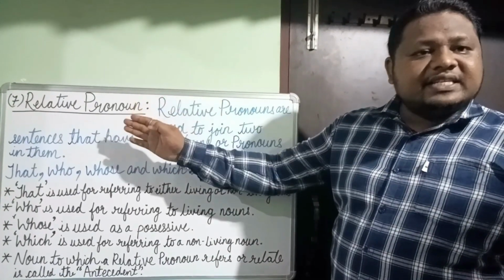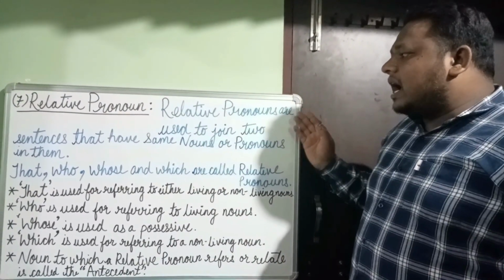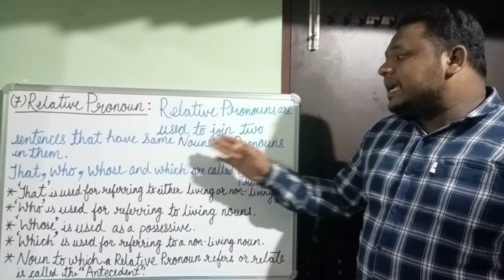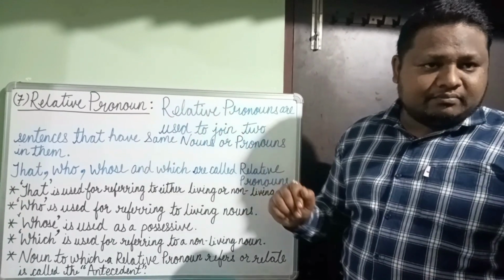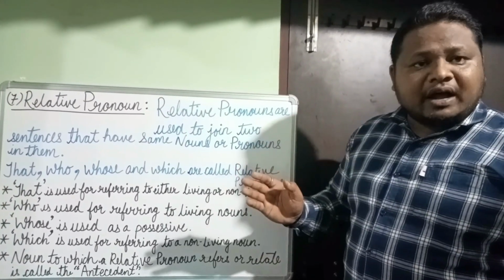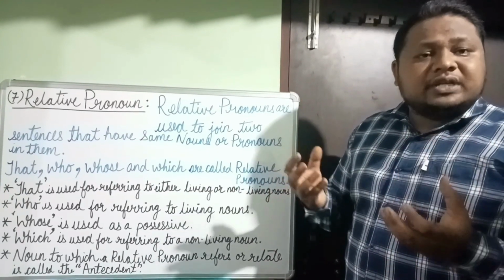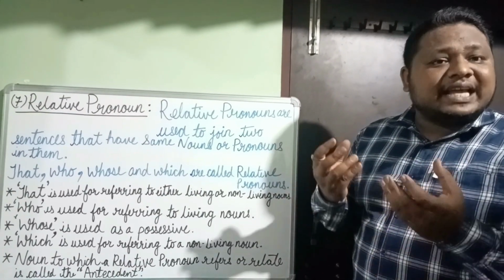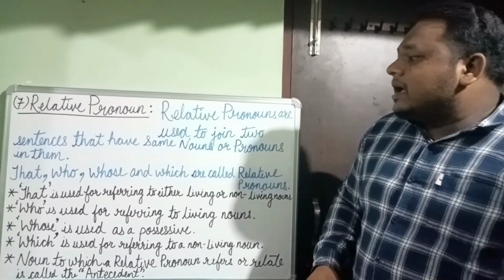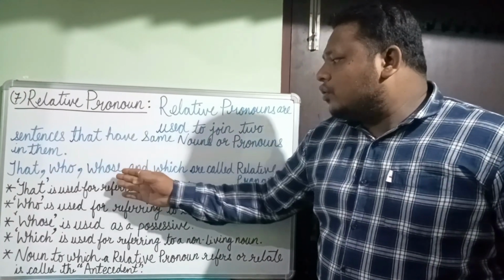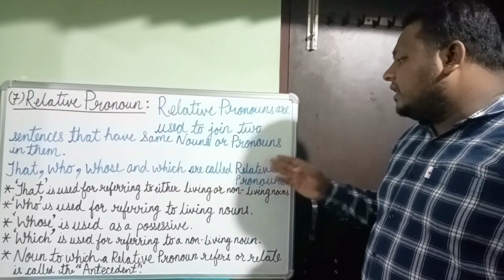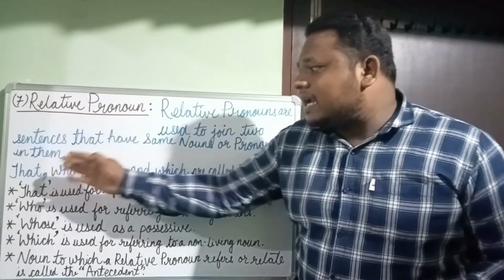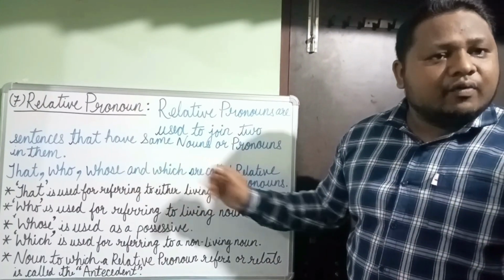Number 7, relative pronoun. Relative pronouns are used to join two sentences that have the same nouns or pronouns in them. Alright, in relative pronouns, we can join two sentences if the two sentences have nouns or pronouns in common. That, who, whose, and which are called relative pronouns. It means we join two sentences using that, who, whose, and which.